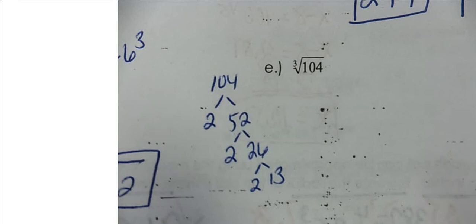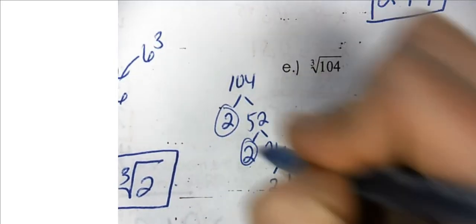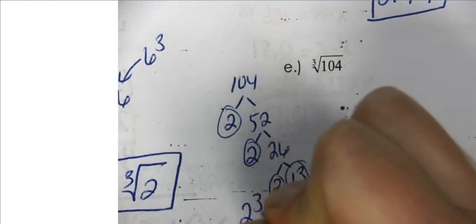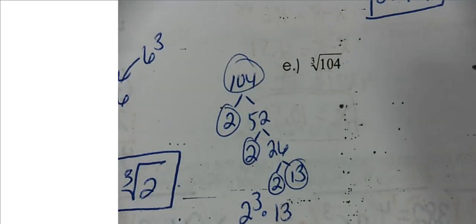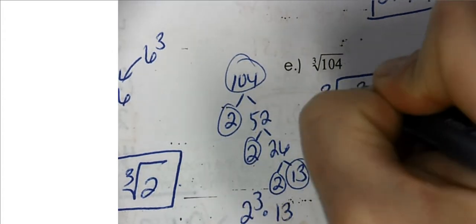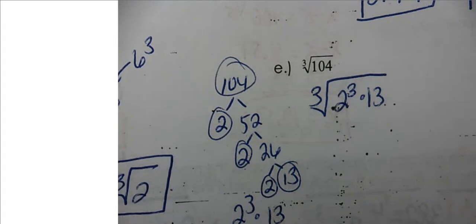Okay, so there's nothing more for me to break down, but what I do see is that this is 2 times 2 times 2 times 13. This is 2 to the third power times 13, which is 104. So I'm going to write that down: the cube root of 2 to the third power times 13. And if you were using a calculator, maybe you would try 8 to see if it worked.